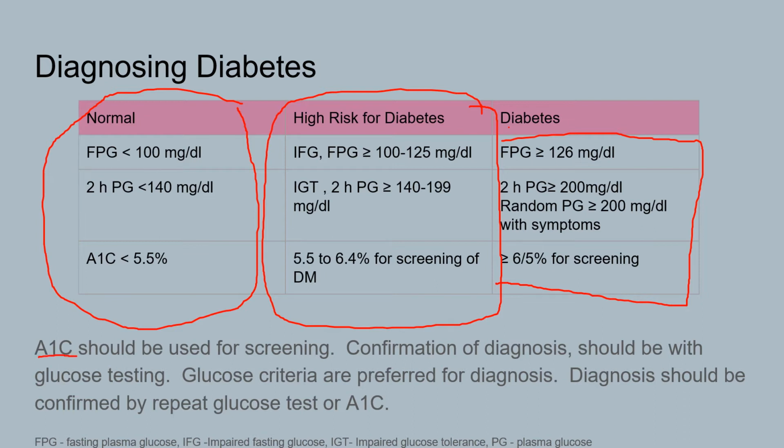Generally, A1C should just be used for screening, not for actual diagnosis, because it can have some fluctuations. So if you got an A1C of 6.5, then you'd probably want them to come back for a fasting plasma glucose test. That is the preferred test to diagnose.